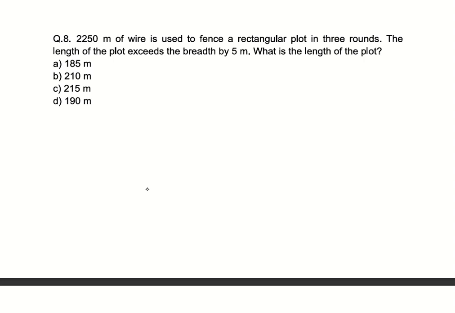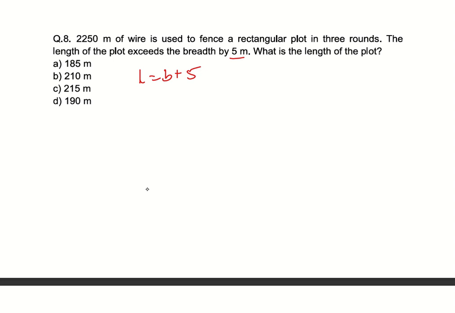2250 meters of wire is used to fence a rectangular flat in 3 rounds. The length of the flat exceeds the breadth by 5 centimeters, so length is equal to breadth plus 5. What is the length of the flat?